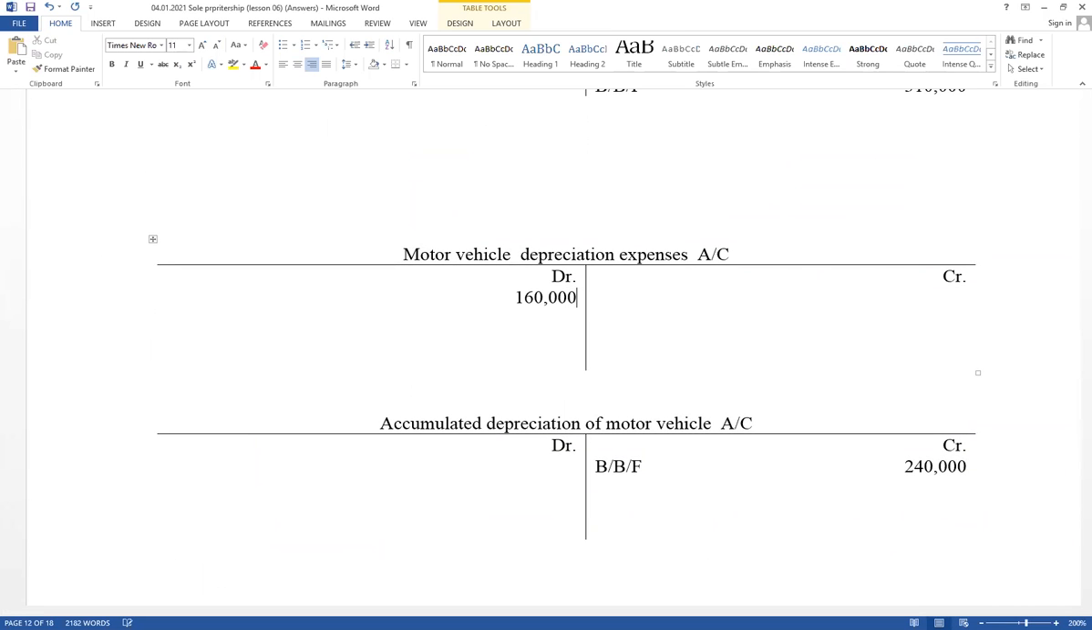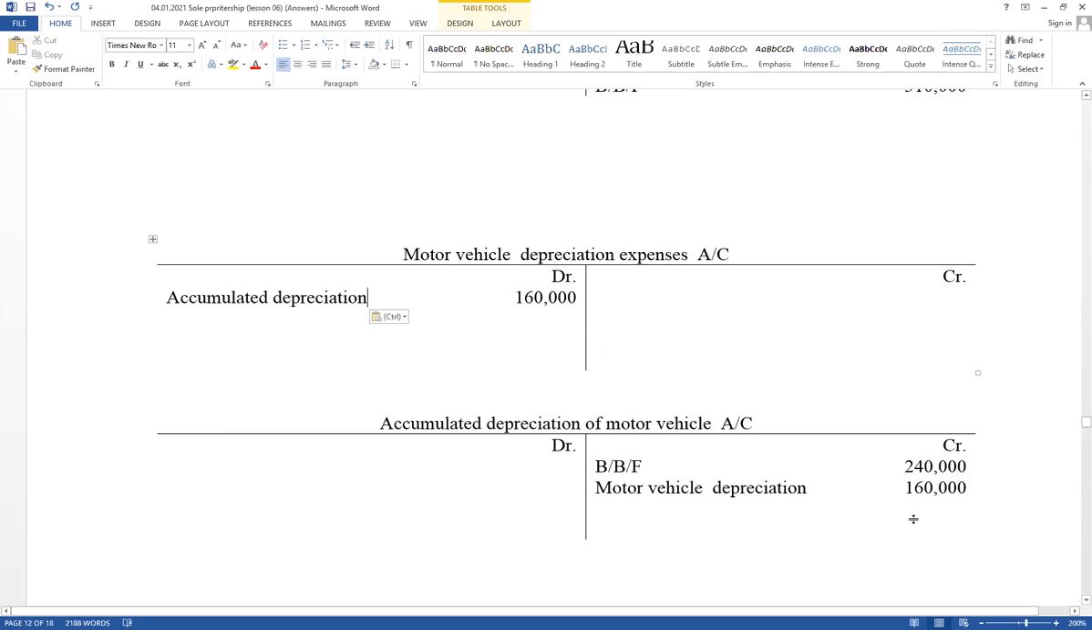Depreciation expense account debit. Accumulated depreciation account credit. Therefore, the accumulated depreciation account is credited as motor vehicle depreciation, and the motor vehicle depreciation account is debited as accumulated depreciation. Name of other ledger accounts. Therefore, this value should be included in the income statement under distribution expense as motor vehicle depreciation.